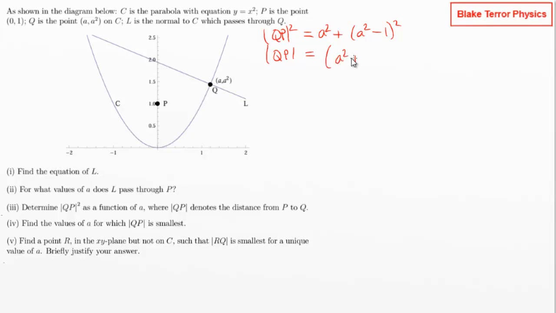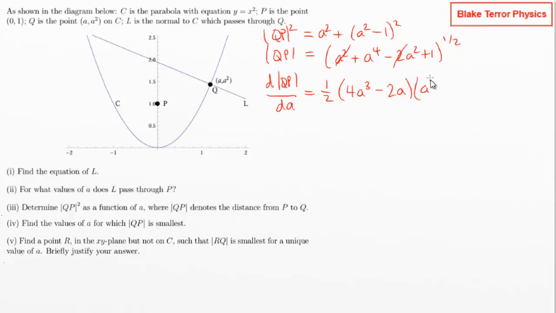So we're going to have a squared, explained out this bit, a to the 4 minus 2a squared plus 1. That's all going to be to the power of a half. Now we can do dQP/dA, differentiate with respect to a. So we'll have a half times the differential of the, oh, actually that cancels with that. We've got a minus a squared. Differential of the contents of the bracket, 4a cubed minus 2a, multiplied by the bracket to the new power, minus a half. So we want this to be equal to 0.